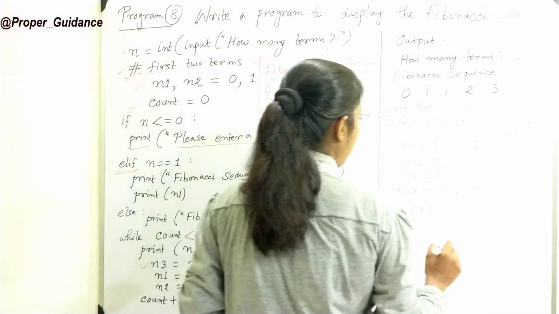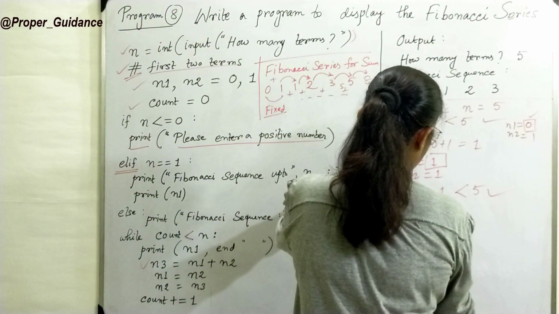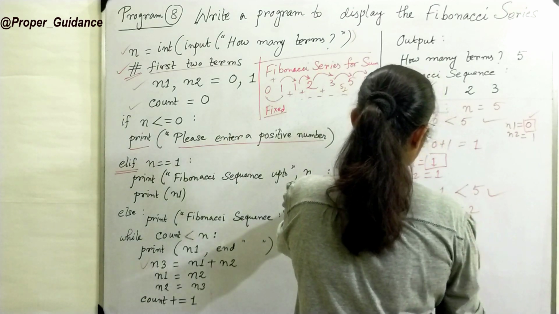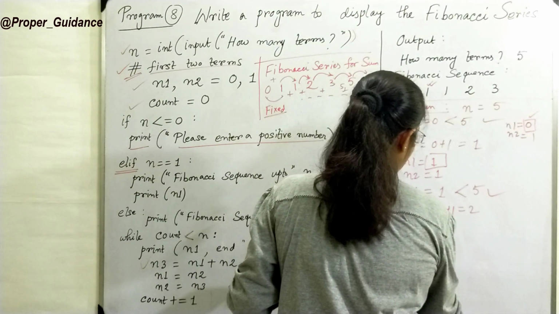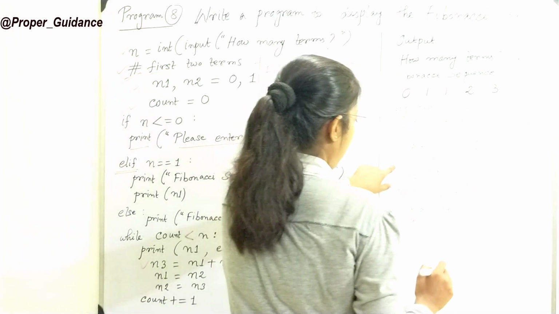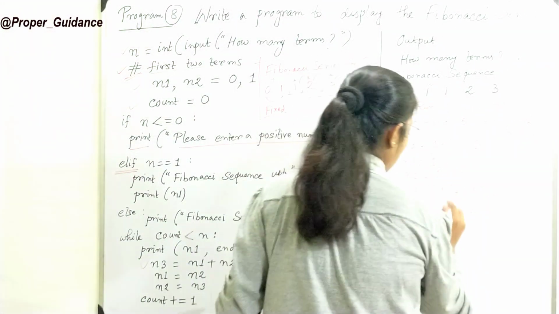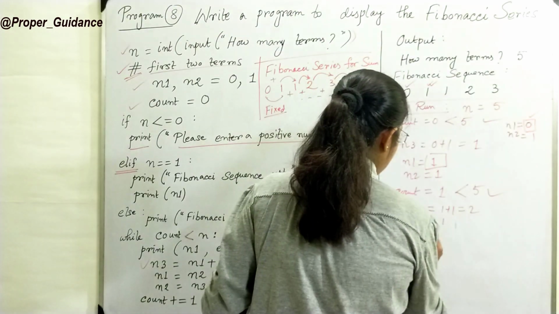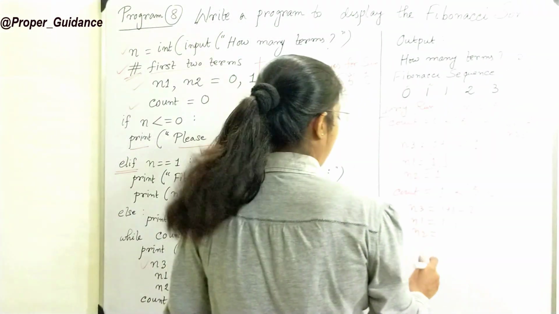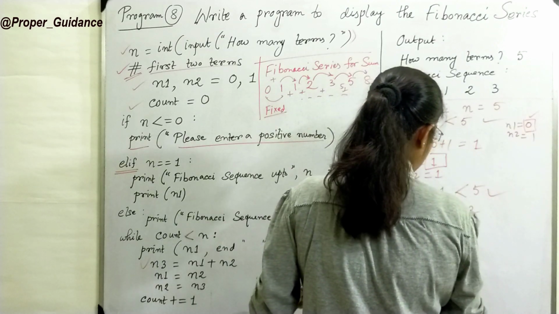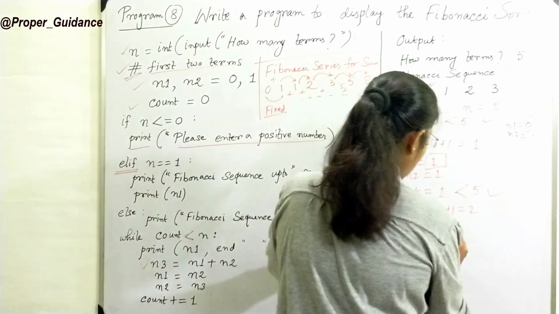n3 equals n1 plus n2. What is the value of n1? 1 plus 1, that is 2, and again n1 equals n2. What is the value of n2 here? 1. And n2 equals n3. What is the value of n3 in the previous line? 2.